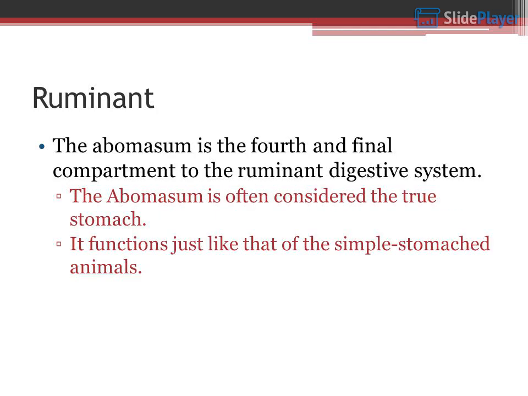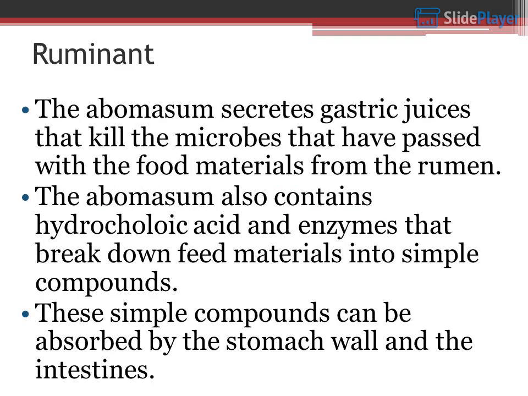The abomasum is the fourth and final compartment of the ruminant digestive system. The abomasum is often considered the true stomach. It functions just like that of the simple-stomached animals. The abomasum secretes gastric juices that kill the microbes that have passed with the food materials from the rumen. The abomasum also contains hydrochloric acid and enzymes that break down feed materials into simple compounds. These simple compounds can be absorbed by the stomach wall and the intestines.